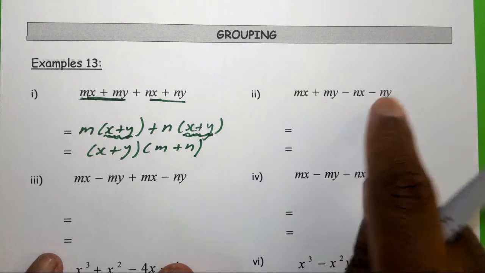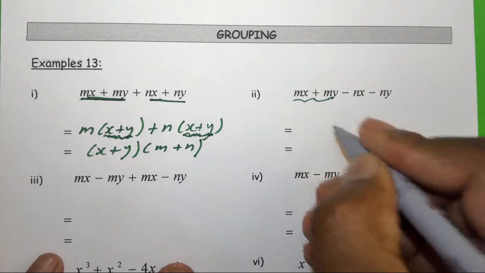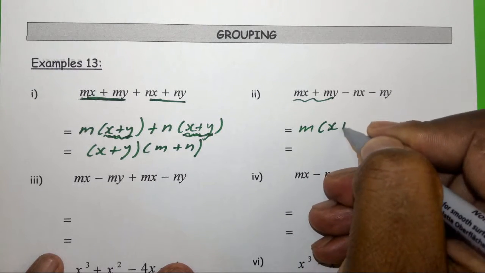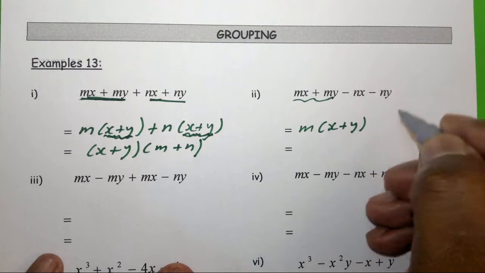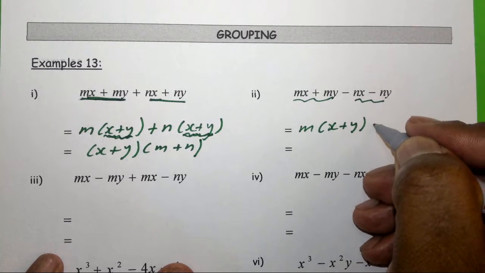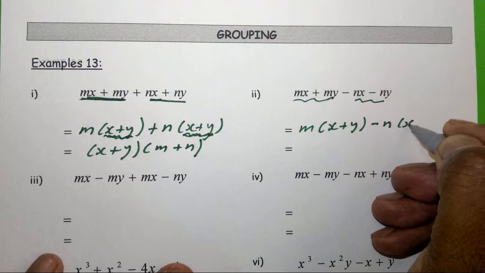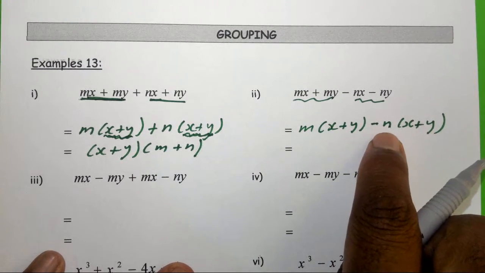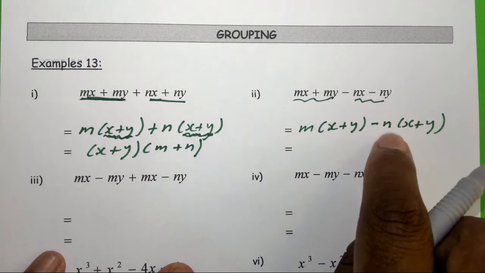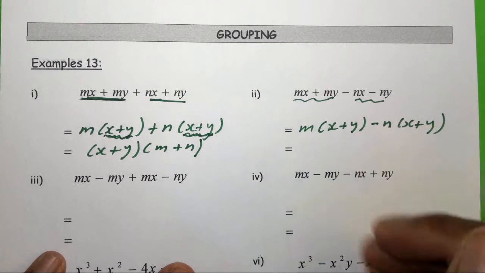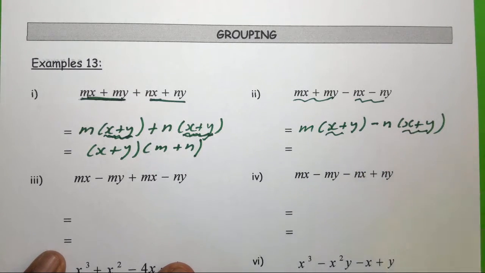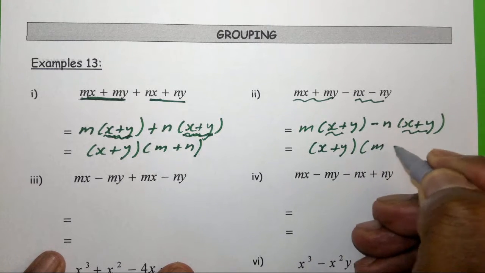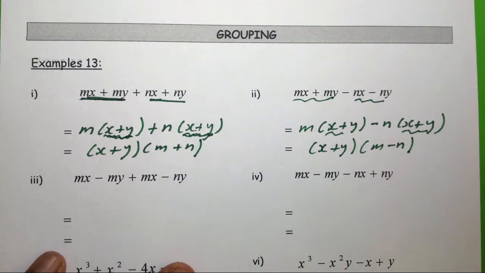Then the next example also, if I look at the first 2 terms and the last 2 terms, I can pull m for the first 2 terms, which is m bracket x plus y. Then here, be careful, I can pull minus n, which gives x plus y. If I distribute this back, minus n times x is minus nx, minus n times y is minus ny. This is a common factor. I'll have x plus y, which is m minus n, bracket.